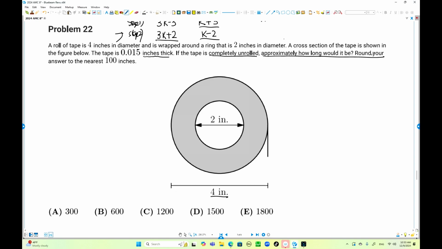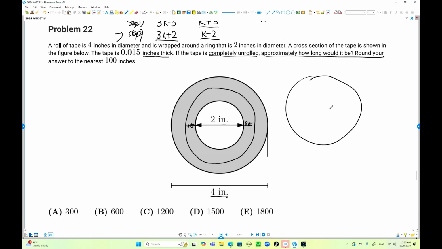Maybe this is a very simple formula. You take the average circumference, the circumference in the middle. This is 0.5, another 0.5, so from here to here that is 3. That is the average circumference. What is the average circumference?